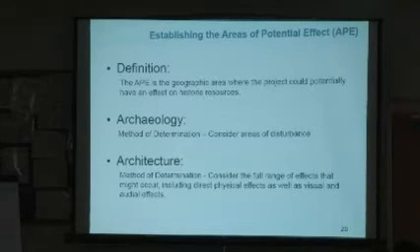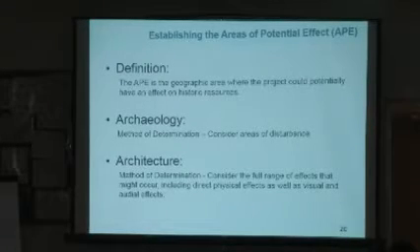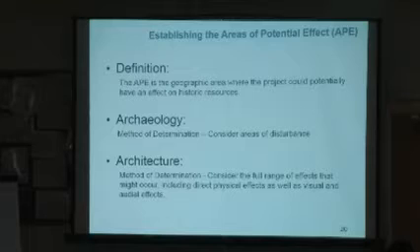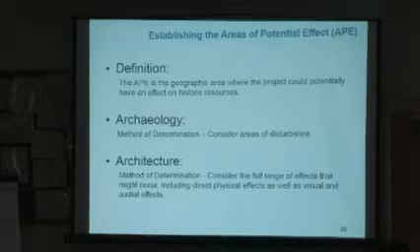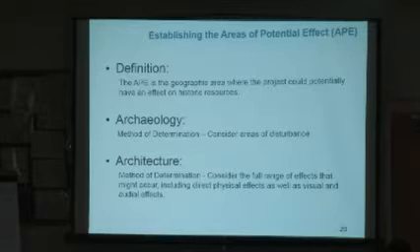So what is an area of potential effect, or the APE? This is a geographic area where the project could potentially have an effect on its historic resources. And for this particular project, we've defined 2 APEs, which we'll discuss. And those are archaeology and architecture that this project could affect.